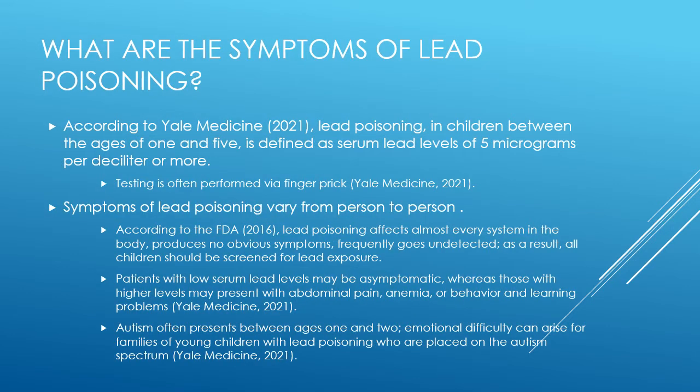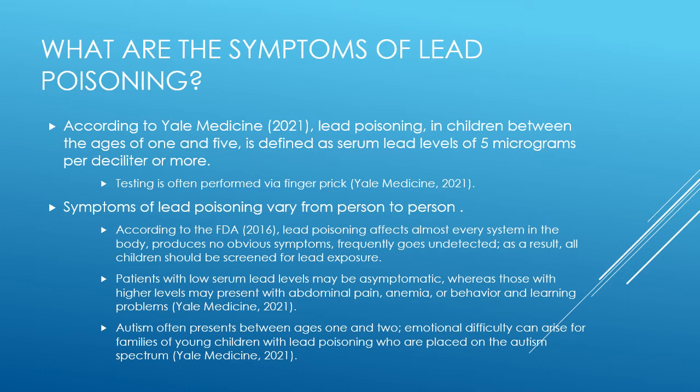What are the symptoms of lead poisoning? According to Yale Medicine, lead poisoning in children between the ages of 1 and 5 is defined as serum lead levels of 5 micrograms per deciliter or more. Testing is often performed via finger prick.